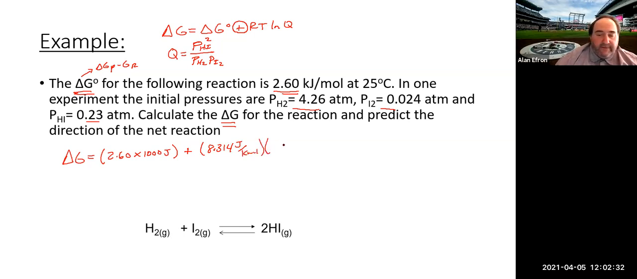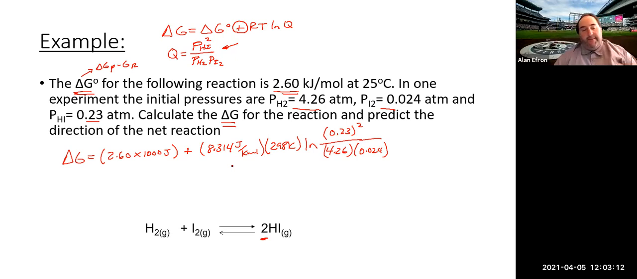Temperature, we're going to add our 273 to the 25. That's going to give us 298. And the natural log of Q, so we're just going to put our numbers in here for our pressures. Up on top should go the partial pressure of HI, which is 0.23. Again, don't forget to square it because of the coefficient that is here, divided by our H2, which looks like 4.26, and our I2, which was 0.024. And pretty much just got to put it all in there.